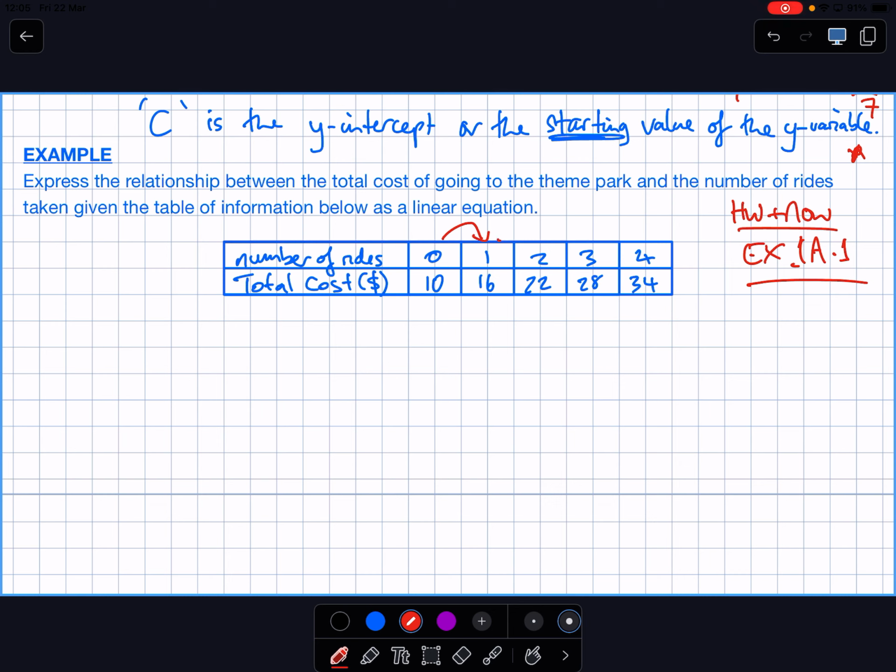How much was it going up each time? 1. Plus 1, etc. How much was the cost going up? That's where you say that.